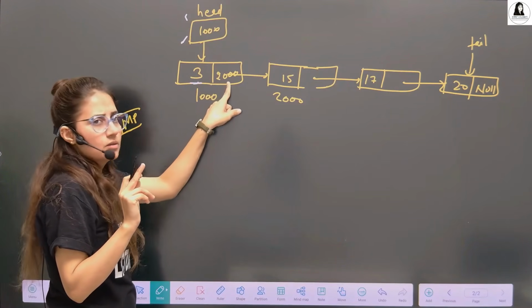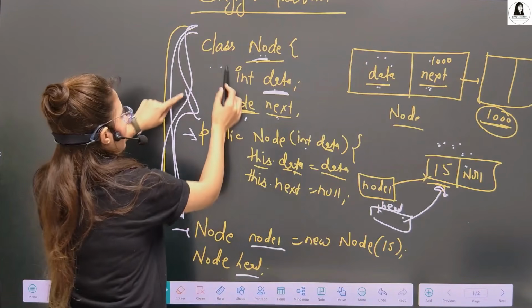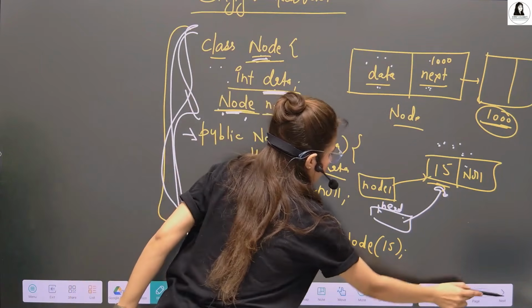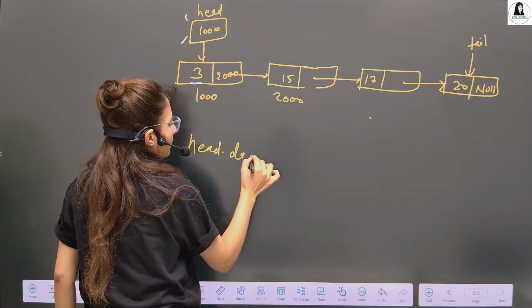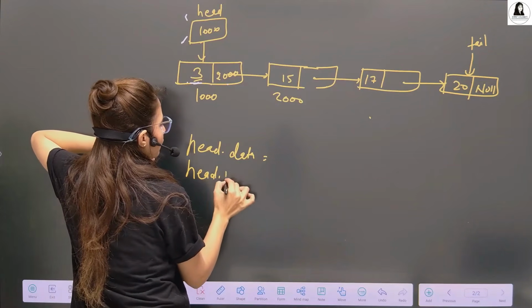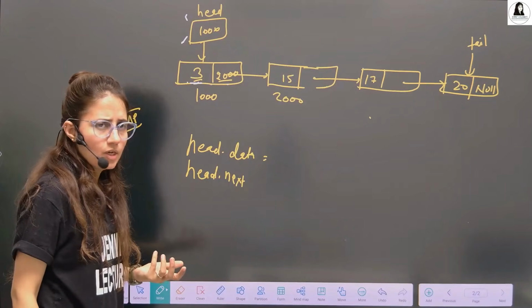Head dot next will give you 2000, because we are having here class node, data and next. The name is data and next. So this is how we can access. Like head dot data will give you the data part, and this head dot next will give you this. This is how we can access.